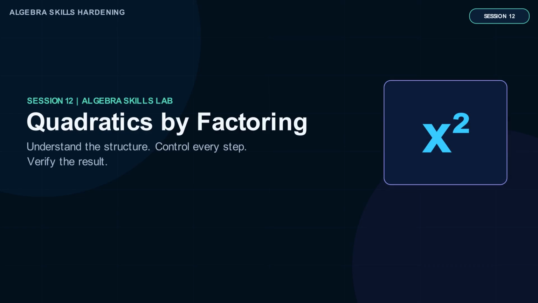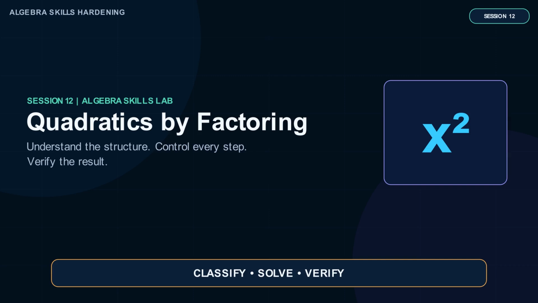Welcome to Session 12, Quadratics by Factoring. This lesson strengthens algebra that remains reliable when the numbers or representations become unfamiliar. You will learn to place a quadratic in standard form before factoring, to choose among GCF, trinomial, grouping, and identity patterns, and to apply the zero product property without losing a zero solution. Treat these as connected habits.